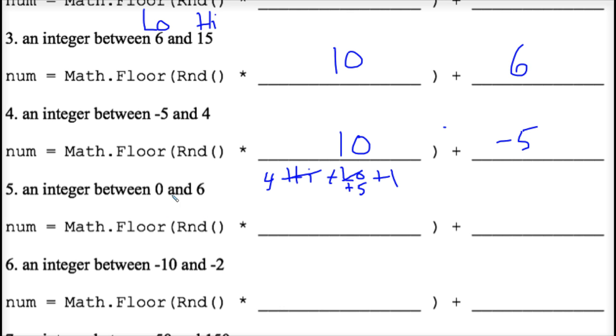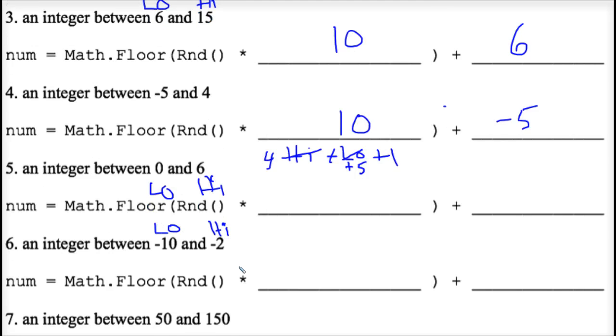Okay, number 5. Low is 0 and high is 6. You do the rest of the work. I'm not doing all of this for you. Number 6. Which is the high here? Negative 2. Yeah, it's kind of weird, but the negative number is the higher number there. Negative 2 is the higher number. Negative 10 would be low.